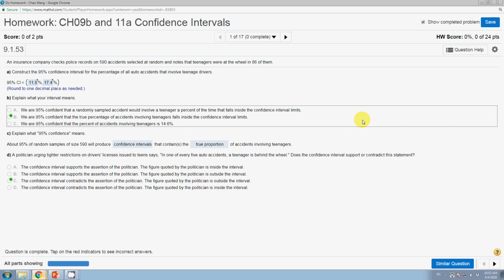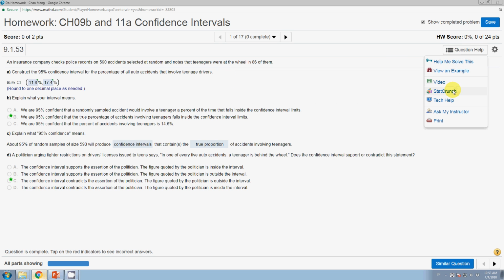Hello class, this is chapter 9b assignment question number 1. In this question we are going to construct a confidence interval for the population proportion. Let's get some help from StatCrunch.